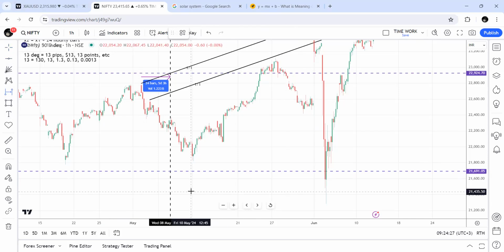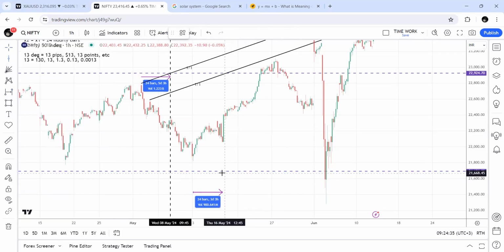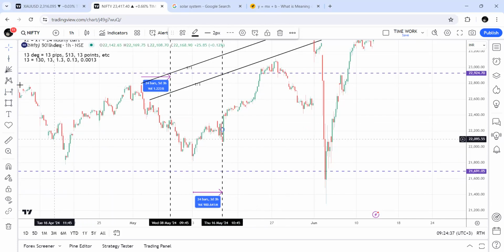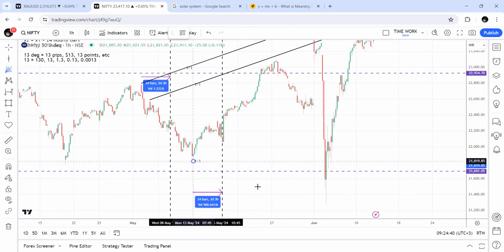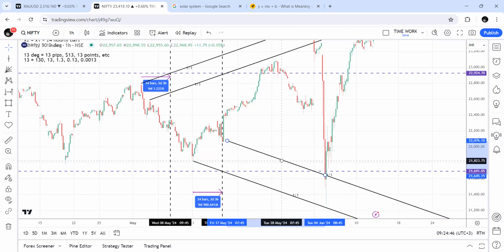And I'll project 24 hourly bars. And then I get my slope. And then I can clone it.